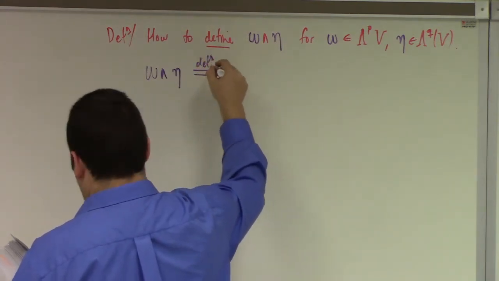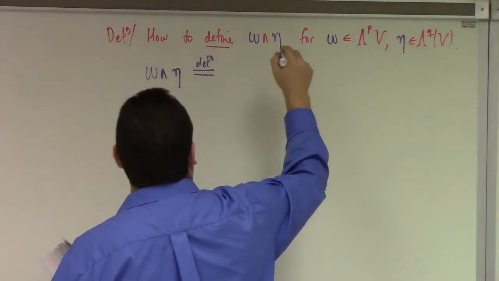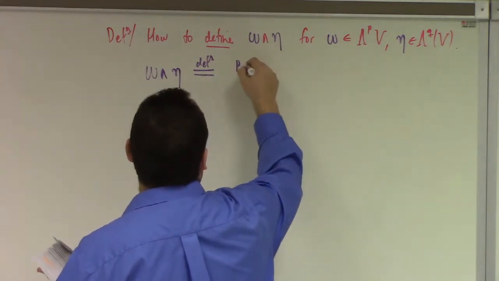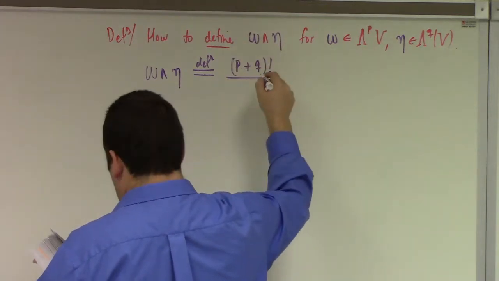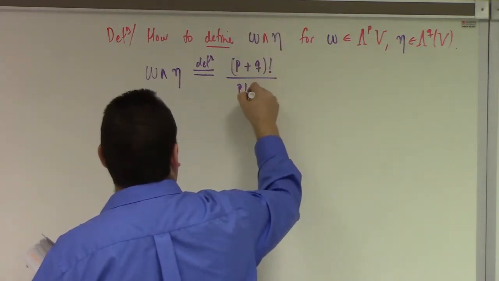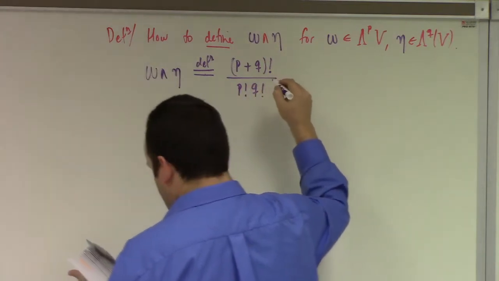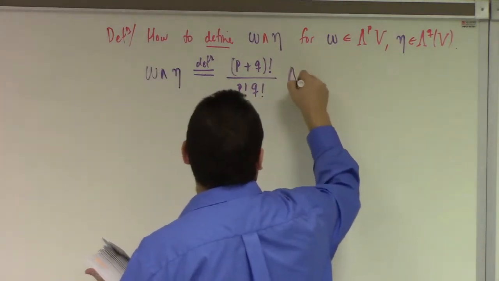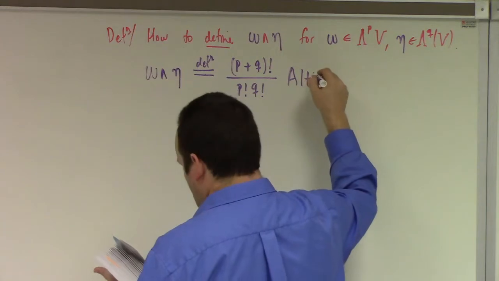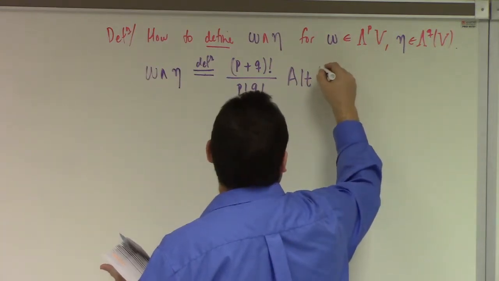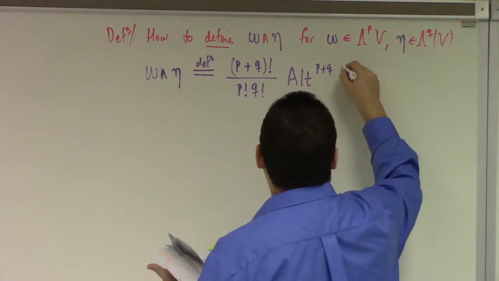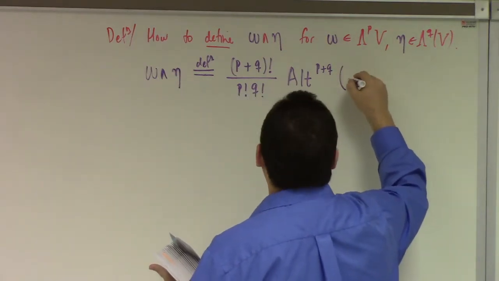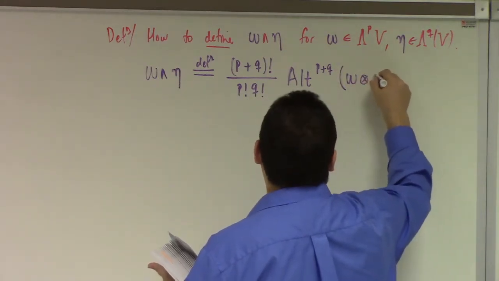according to Lee, you do (p plus q) factorial divided by p factorial q factorial, then the (p plus q) alternization of the tensor product of omega and eta.